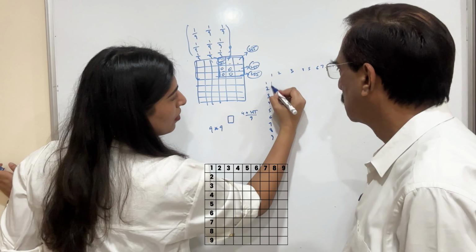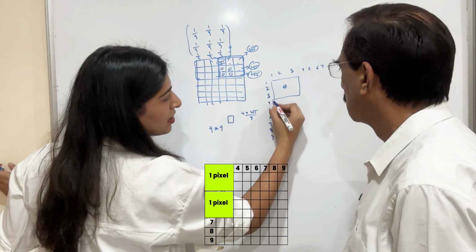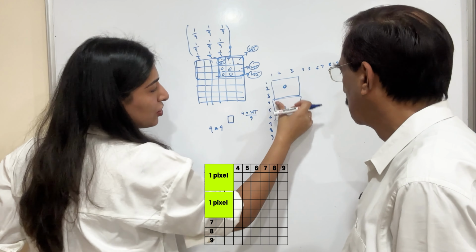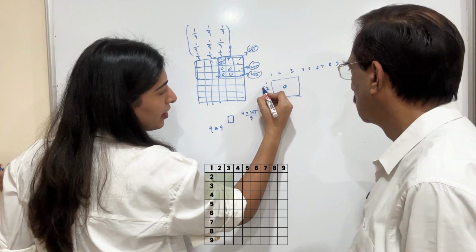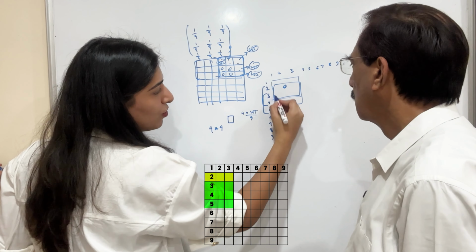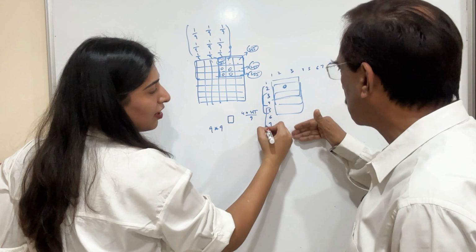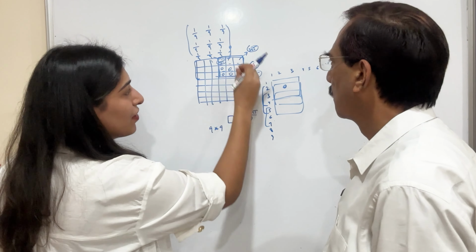Now this 3 by 3, I'm going to move it by 1 pixel. This also I'm going to move by 1 pixel. So there are many ways of moving it. Either I could move it like 1, 2, 3, then 2, 3, 4, then 3, 4, 5, or 1, 2, 3, then 4, 5, 6. In steps you can move it. And I'm taking the average of that.